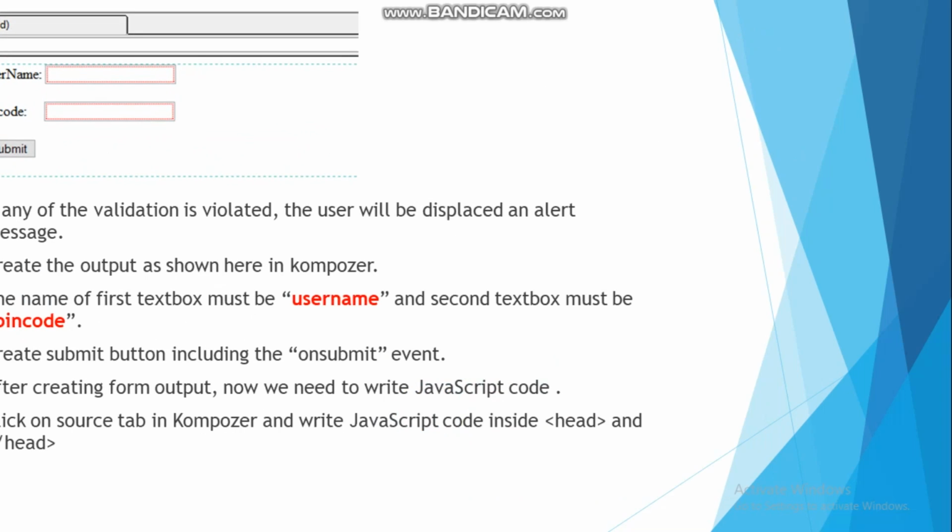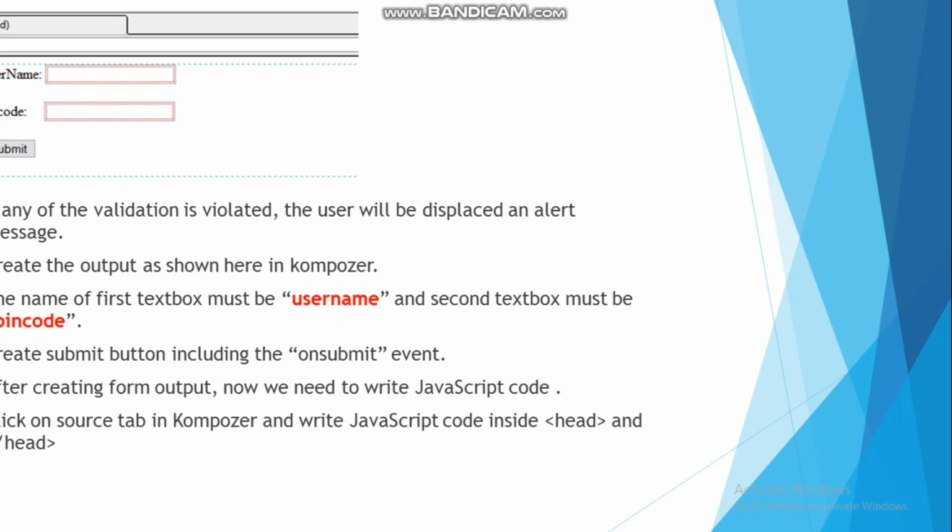If any of the validation is violated, then the user will be displayed an alert message. So now we want to create this. Create the output as shown here in Composer. Remember, the name of the first text box must be username and the second text box must be pincode, because we will write JavaScript code also for this. If we have given the names username and pincode, then it will be convenient for us to handle the JavaScript program.